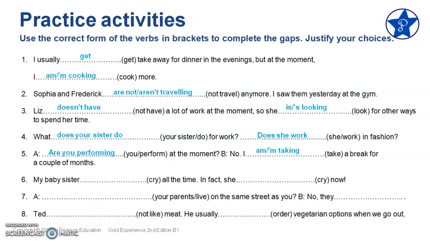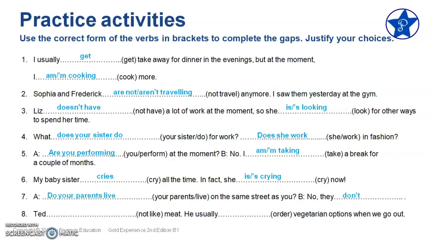My sister cries all the time. In fact, she is crying now. Here we've got the same verb, 2 different tenses. As she regularly cries, she does it regularly. That's why we use the present simple in the first part. And now, right now, she's crying. That's why in the second sentence we use the present continuous.